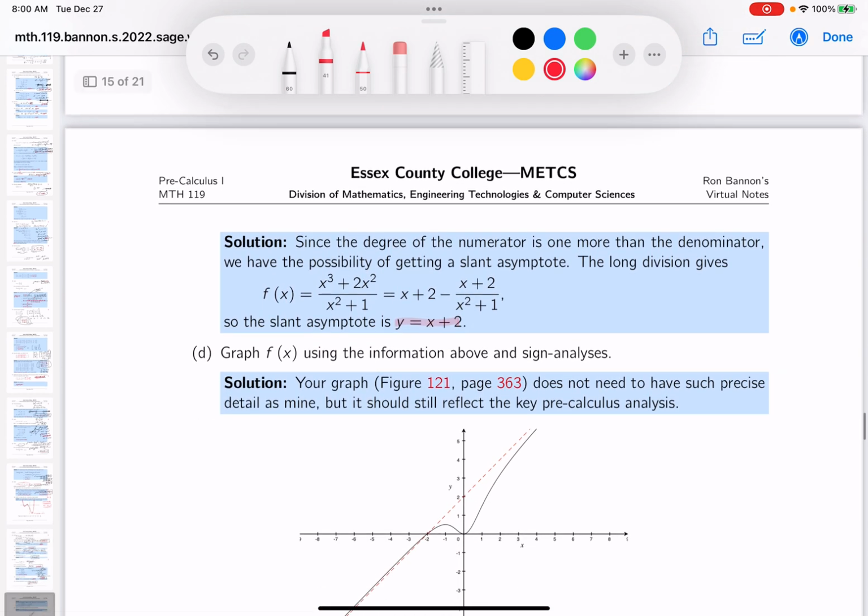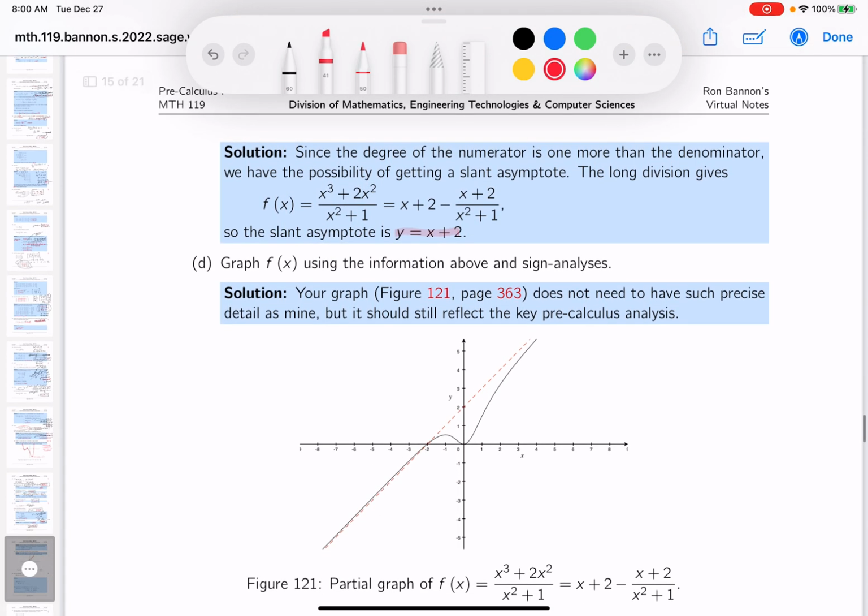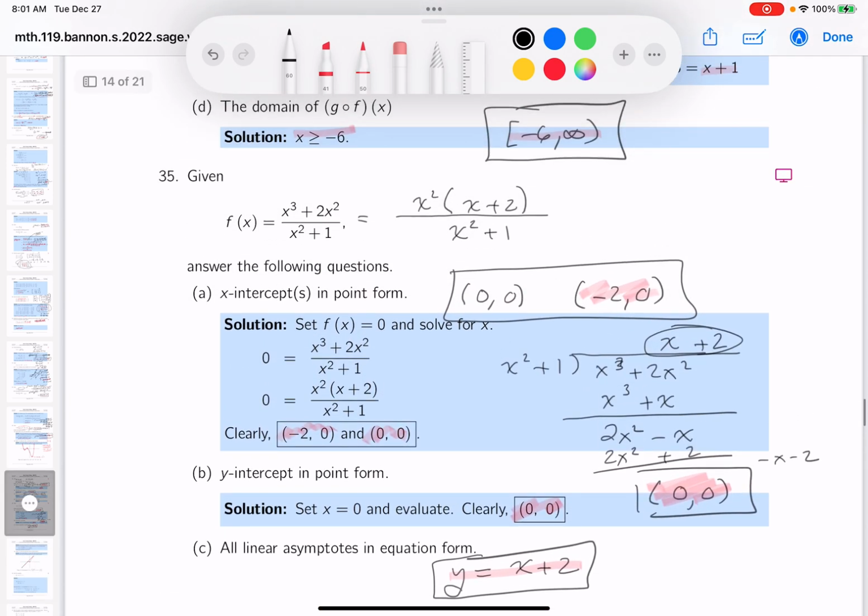All right, they want us to use the information to graph it. Certainly graphing it is not bad to do. I know we have a point 0, 0, and I know we have a point minus 2, 0. If we did sign analysis, there are two places to look, one at 0 and the other at minus 2. If you go beyond 0, like a number such as 3, it's going to be positive. If you took a number between minus 2 and 0, like minus 1, it's still positive. And if you took a number below minus 2, like minus 3, it would be negative.